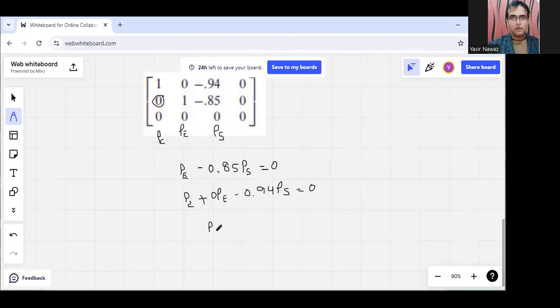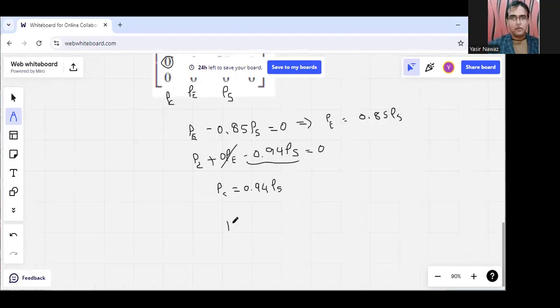If I find PC, this quantity is 0, and I bring this whole thing to the other side. So PC is equal to 0.94 PS, and if I bring this whole thing to the right hand side, PE is equal to 0.85 PS. Now, there were three variables. One was PC, other was PE, and third was PS.